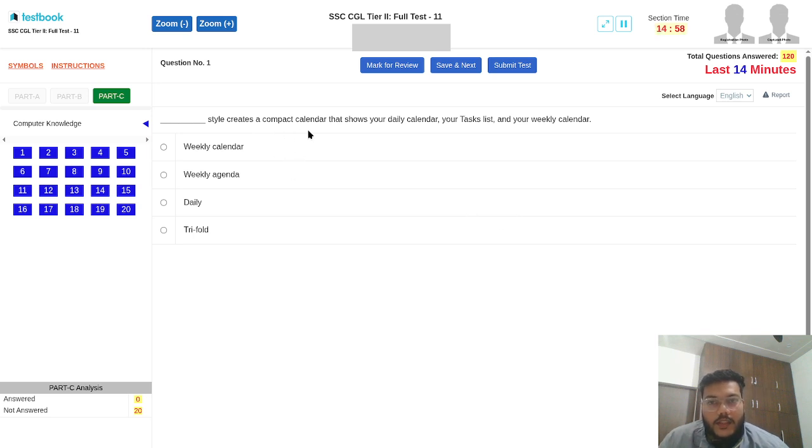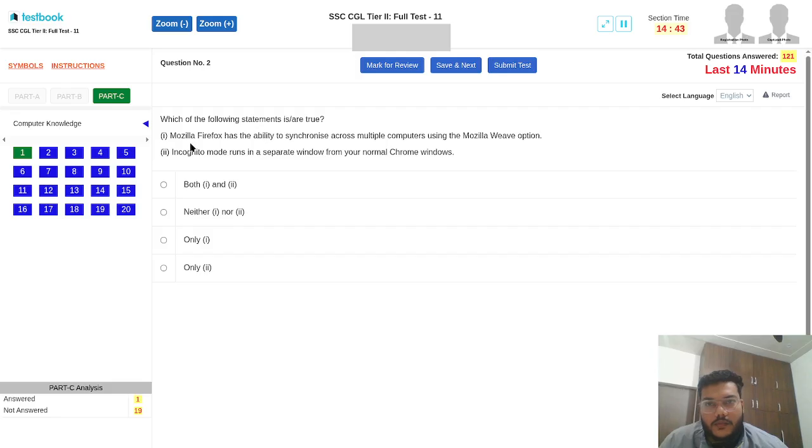Test dial creates a compact calendar that shows your daily calendar, your task list, and your weekly calendar. Test dial creates a compact calendar that shows your daily calendar. The following: Mozilla Firefox has the ability to synchronize across multiple computers using a weave option. I'm using a separate window from the normal Chrome windows. Okay, both 1 and 2 are correct.